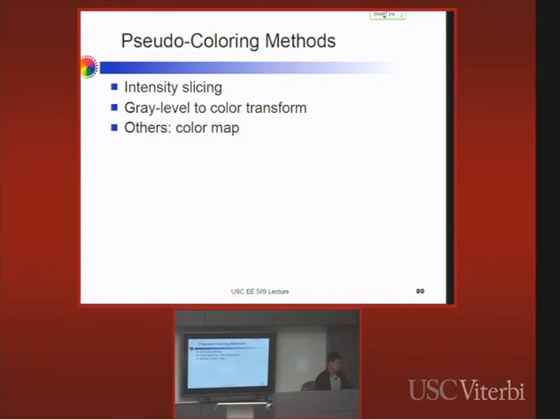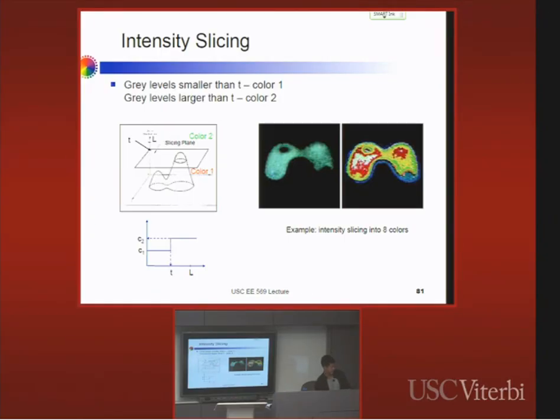There are different methods to do the pseudo-coloring, which include intensity slicing and gray level to color transform. These are the 2 major methods. What intensity slicing is doing is basically trying to place a plane on top of the image. If a pixel is above a particular brightness level, you assign a particular color to it. The common way is that the higher the brightness is, the redder the image is, and the lower the value is, usually you see a blue region. That's how you map from one region to the other.